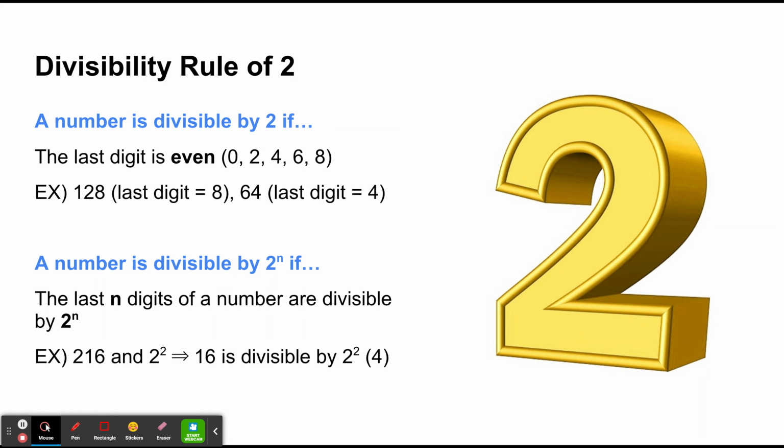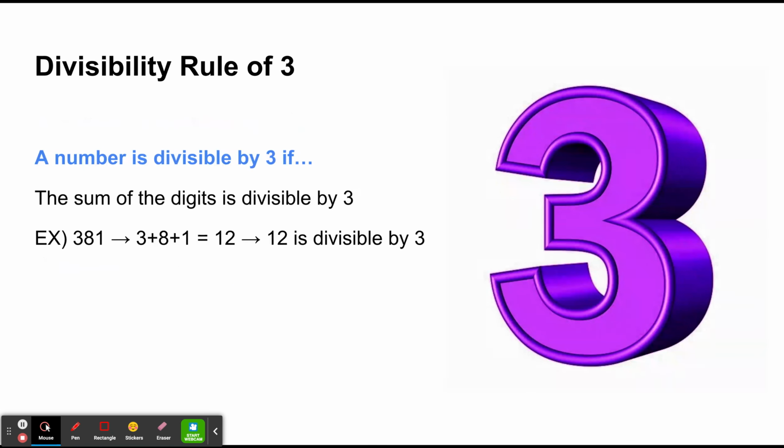So let's take 216 and 2 to the second power. The exponent here is 2, so the last two digits of the number are 16. And 16 is indeed divisible by 2 to the second power, which is 4. So it is divisible by 2 to the nth power.